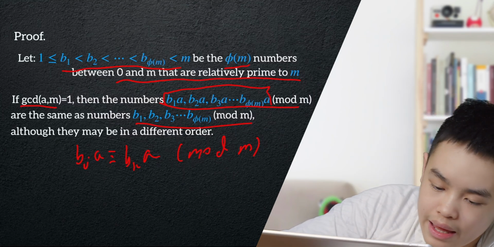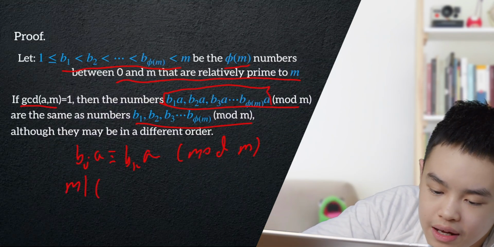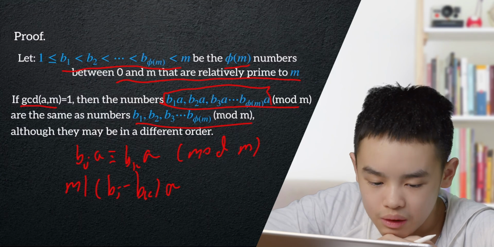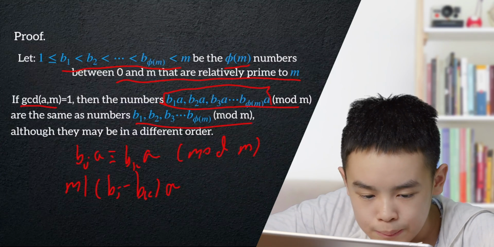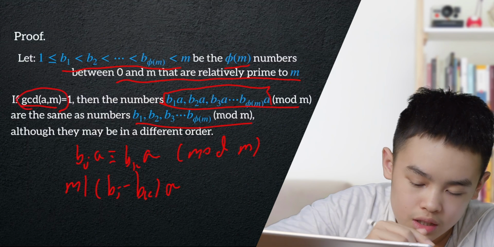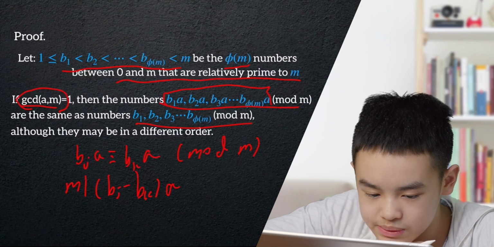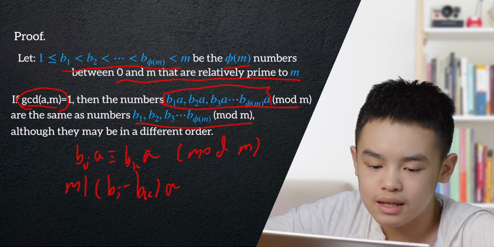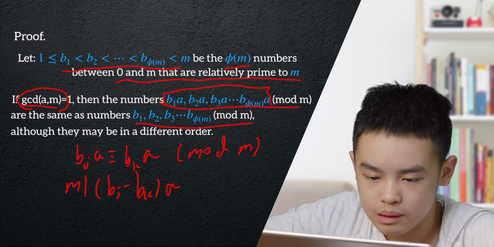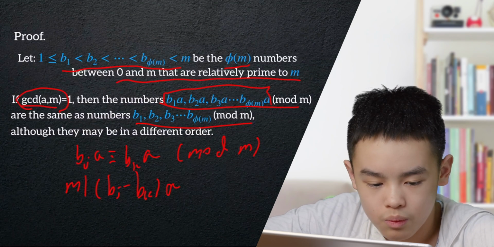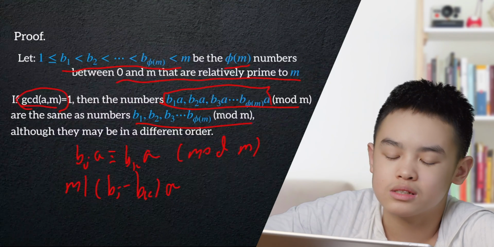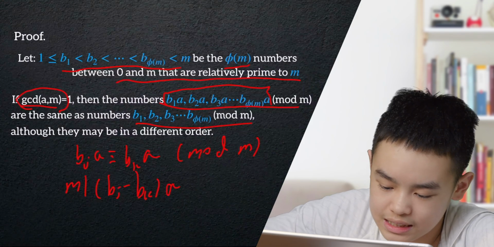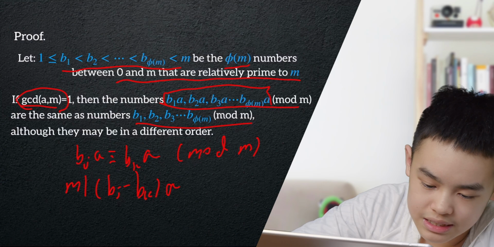And after that, we find that m can divide bj minus bk times a after a bit of algebra. Now, we know that a and m are relatively prime, as said above. So m must divide bj minus bk, but same as in Fermat's little theorem's proof, bj minus bk must be smaller than m, since bj and bk are both smaller than m. So bj minus bk is 0, which means that they are the same term. So we have proven this part, and it was very, very easy.